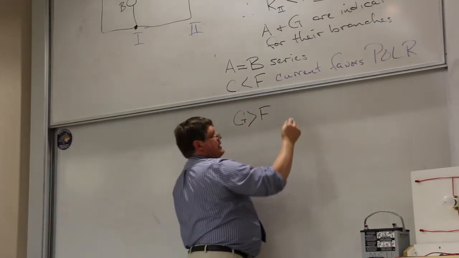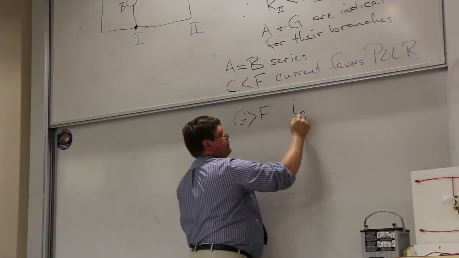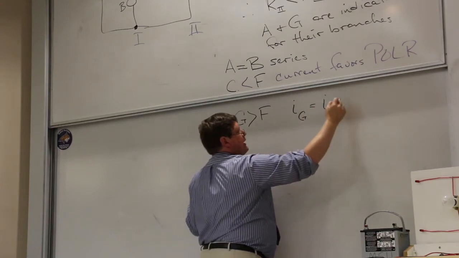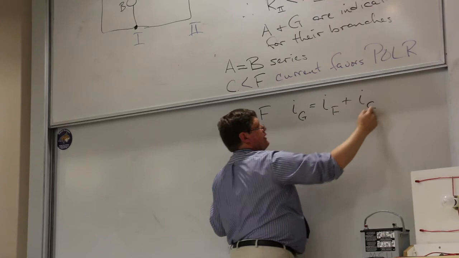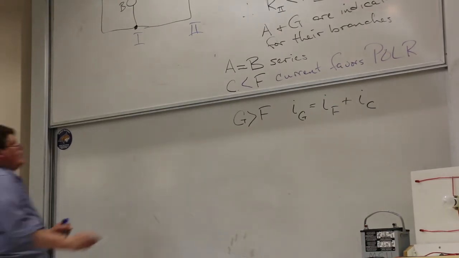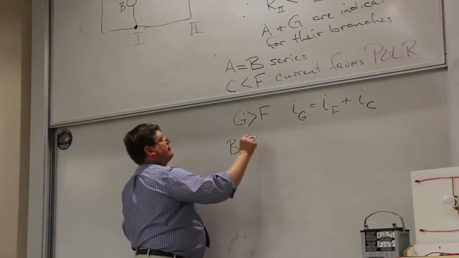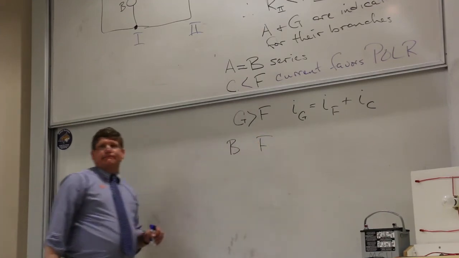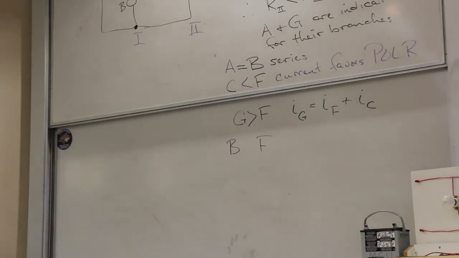The other way to do it mathematically is to say the current through G is equal to the current through F plus the current through C. Those two paths all go through G. Now the last one, B versus F, is that right? Yes. Okay, that one is a pizza problem.